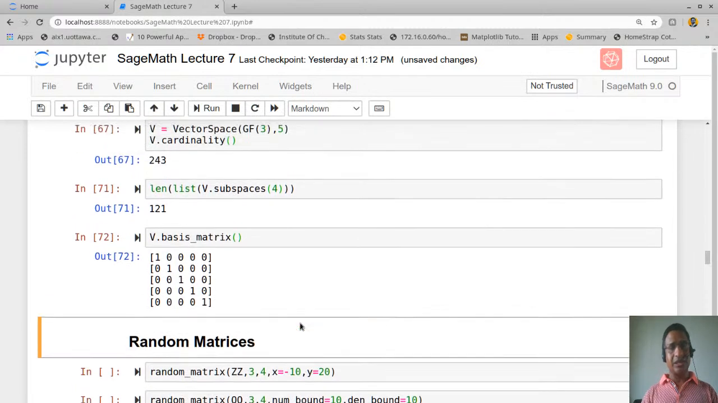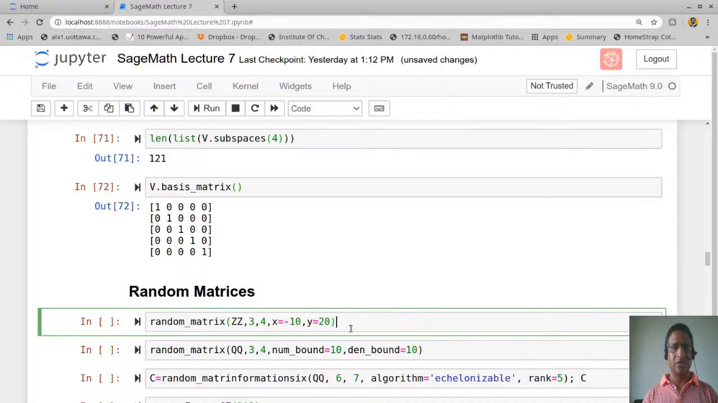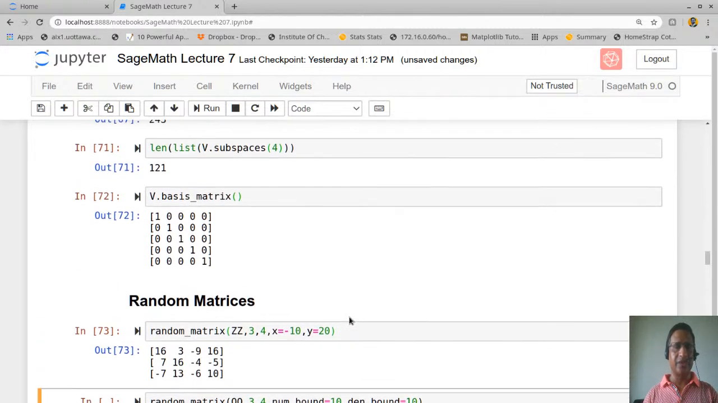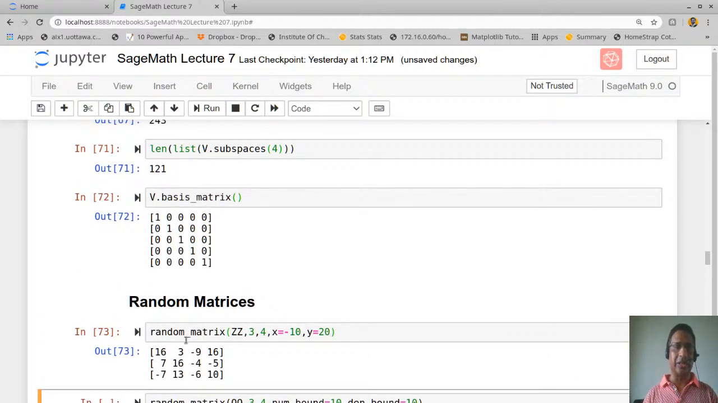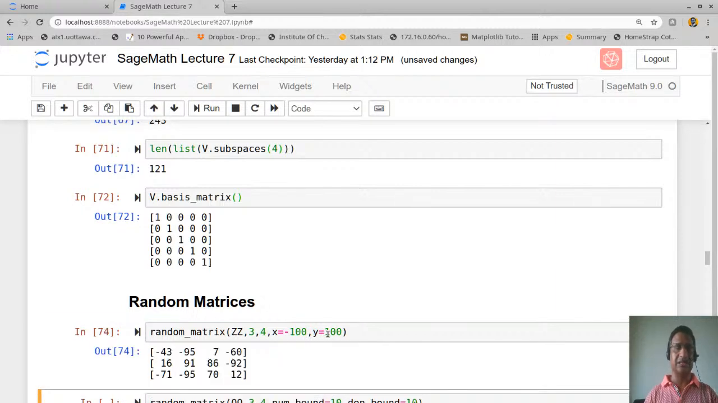Sage also has extensive facilities to generate random matrices. For example, if you want to generate a 3 cross 3 random matrix over integers, let us say each entry varying between minus 10 and 20, x minus 10 is the beginning, y 20 is the end. All the entries will lie between minus 10 and 20. Instead of minus 10 to 20, if I say minus 100 to 100, everything will lie between minus 100 and 100.